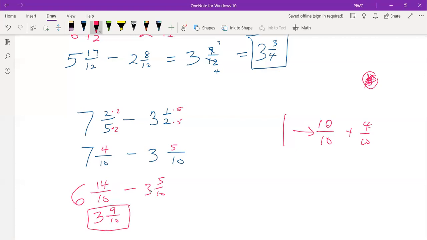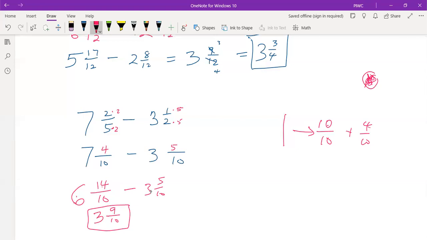How did you get 6 again? Say it again. How did you get 6 again? I borrowed 1 from the 7. So I have 6 whole numbers left. If I take one of the 7 whole numbers, we'll have 6 whole numbers. Correct? Yes. Did you get it? I'm a little confused because I do a different process.